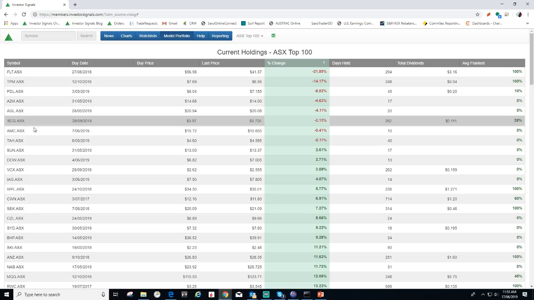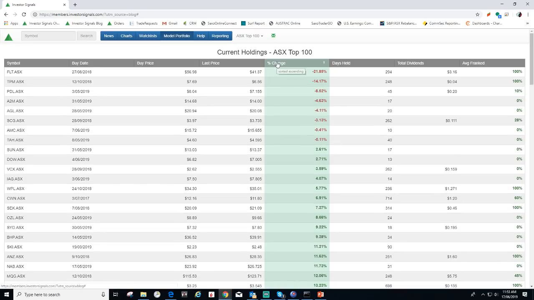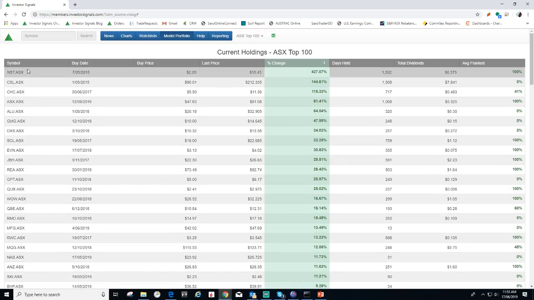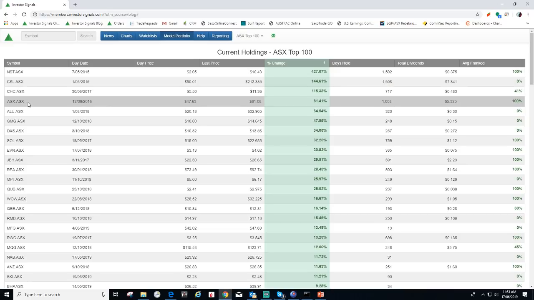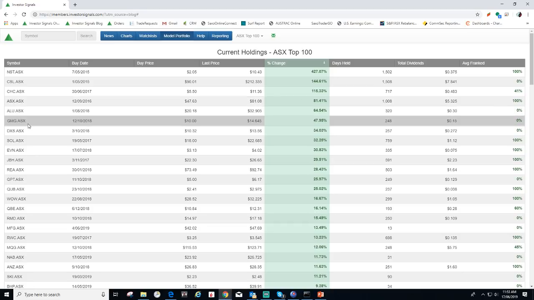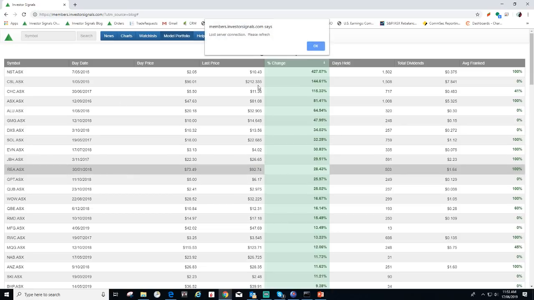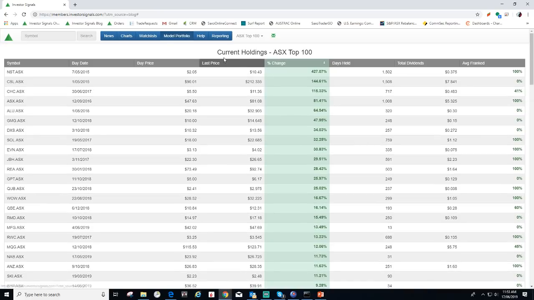There's a couple there that are line ball. But for the most part, if we go through the stocks that are doing well: North Star, CSL, Charter Hall, ASX, so that was one that we spent a bit of time on. That's up 81% from when it was added. Goodman Group's up 47%. So you can look at it from that point of view.